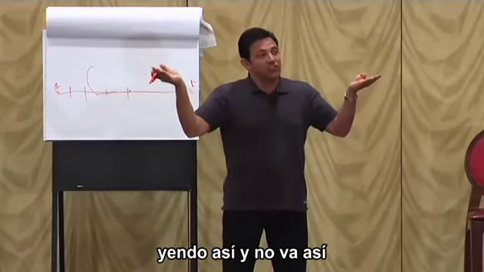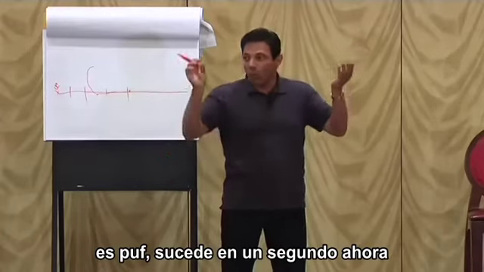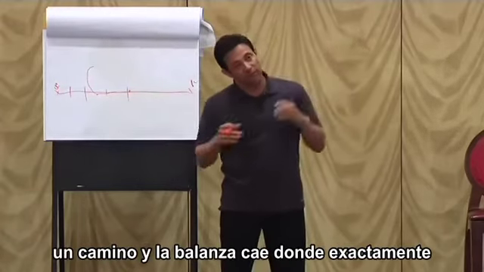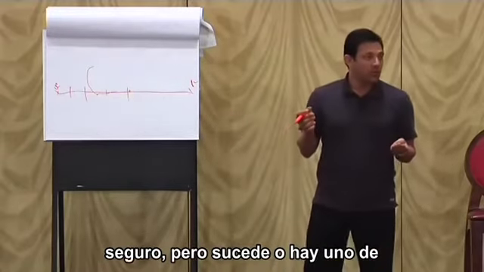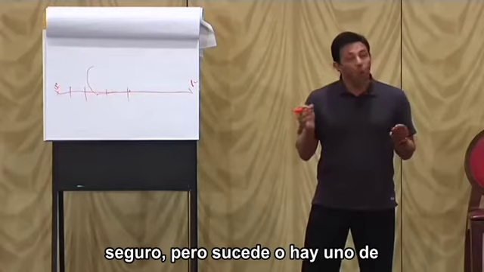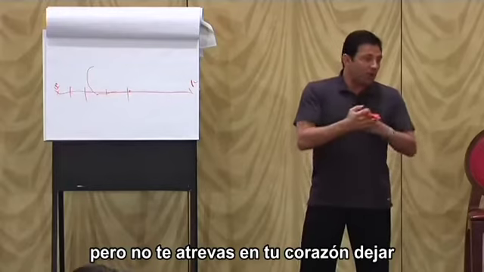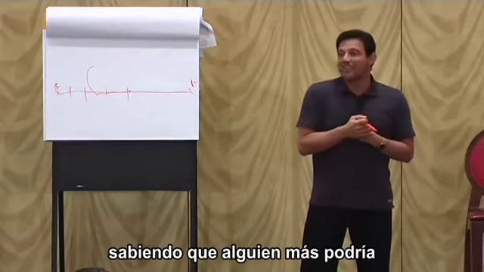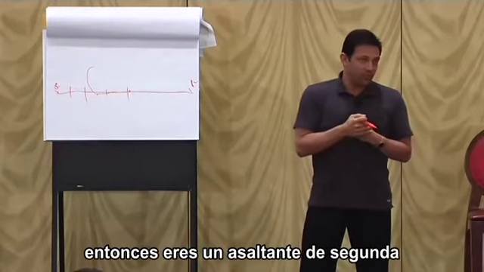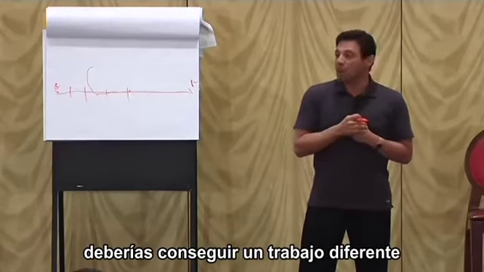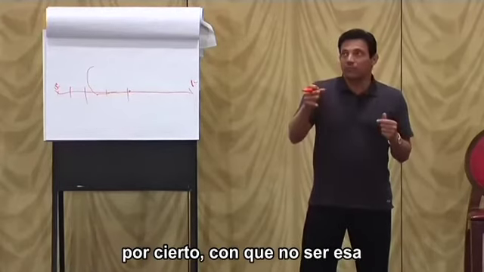It's going like this, and it doesn't go like this. It happens in a second. That one way, and the scale tips. Where exactly it happens on the line, you can never be sure, but it happens. Or they're one of those people who are simply not closable. But don't you dare, in your heart, get off the phone knowing that someone else could have closed them. Then you're not a salesperson, you're not an influencer. Then you're a second rater, and you should get a different job. Choose a new profession. There's nothing wrong, by the way, with not being that person.